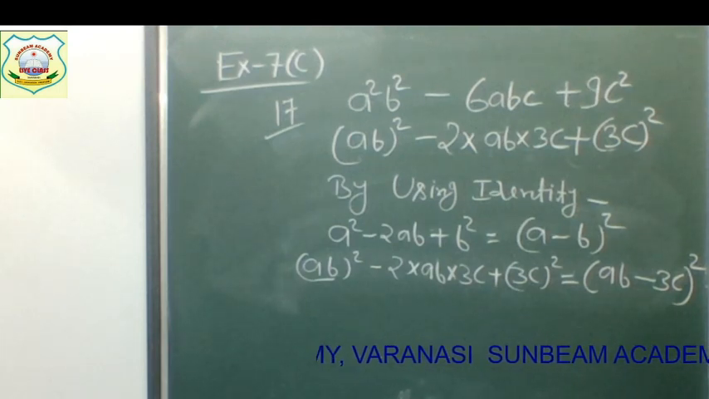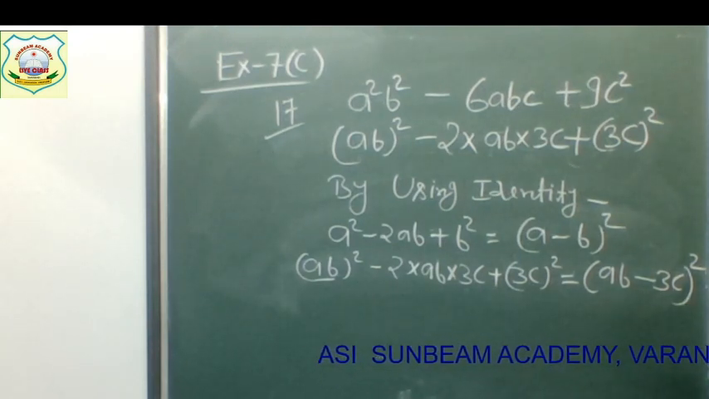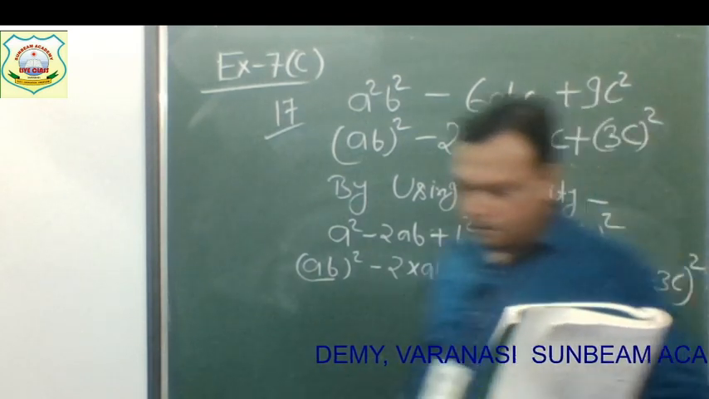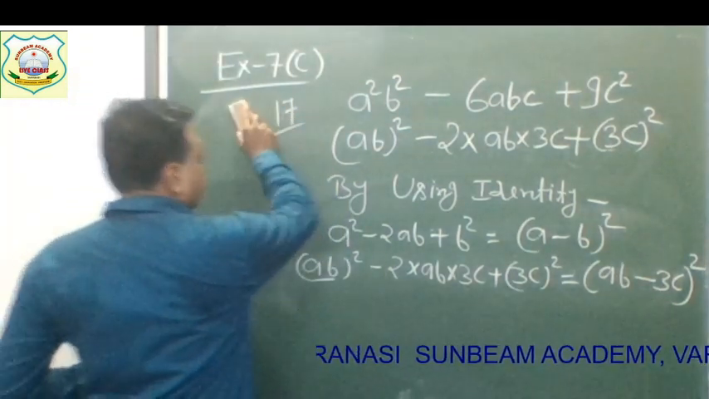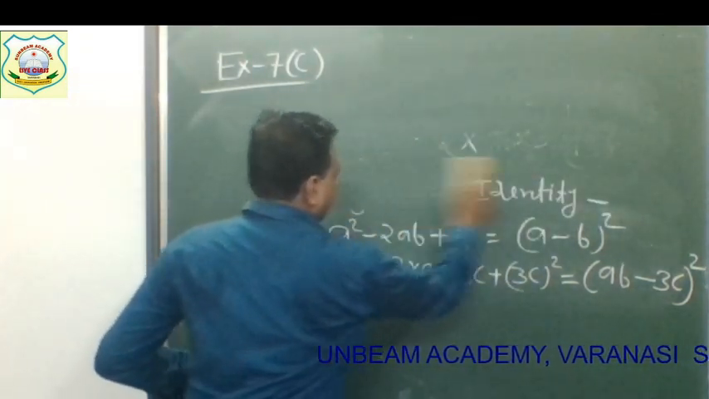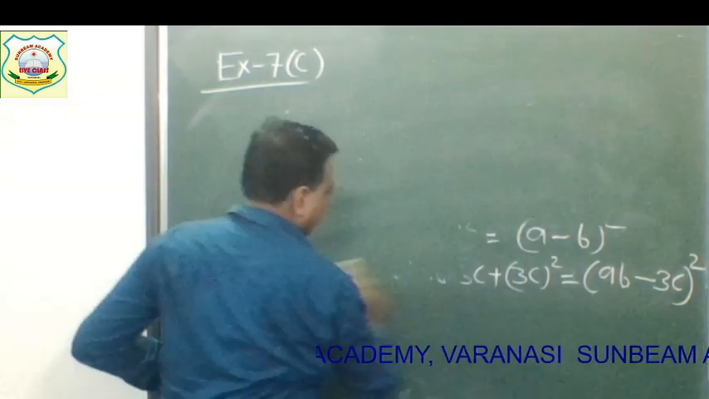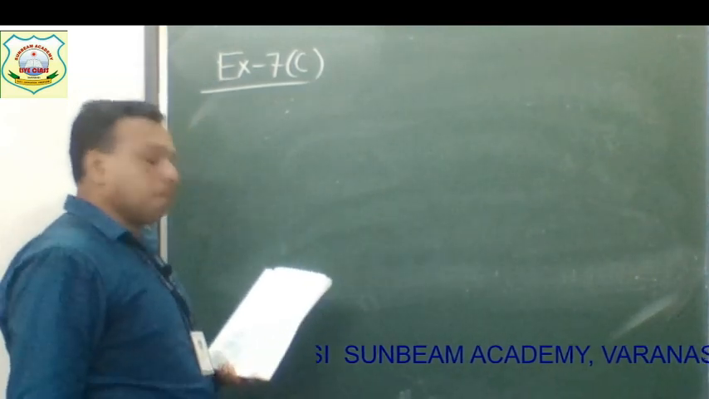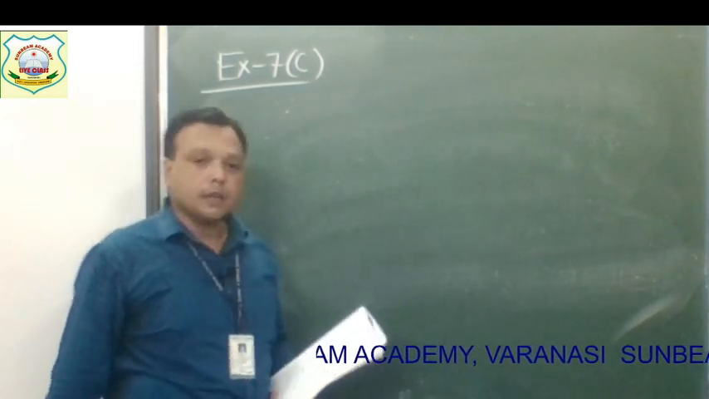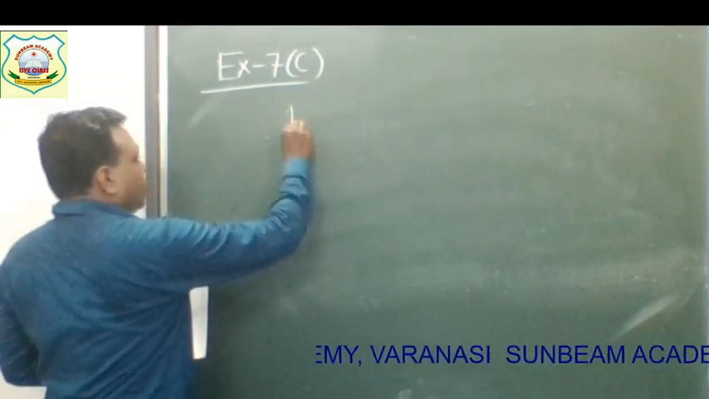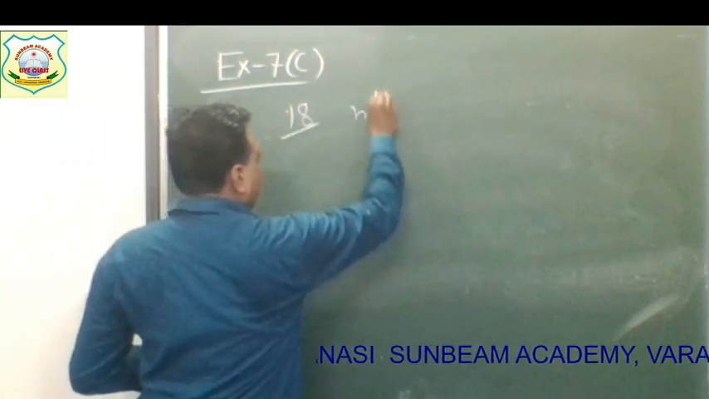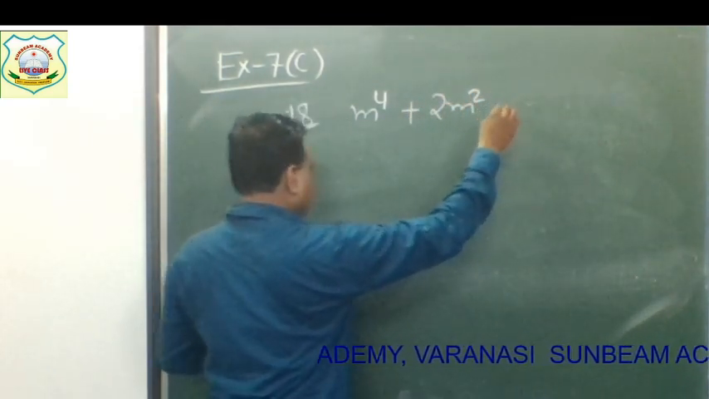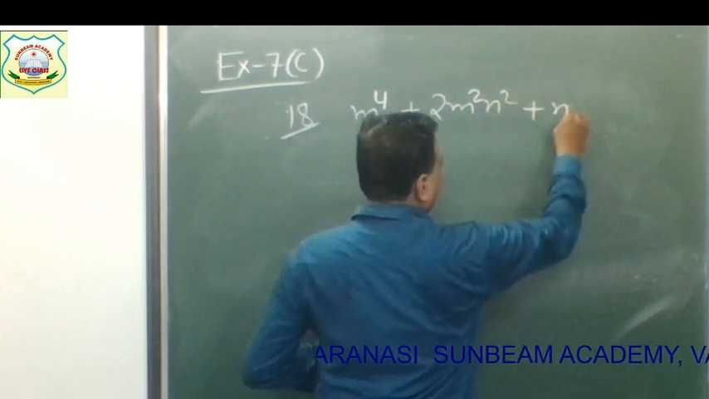Now students, 17 we have completed. Question number 18. It is similar here, only the difference here is that the m power 4 is given. See everyone, question number 18, m power 4 is given plus 2m square n square and plus n power 4.